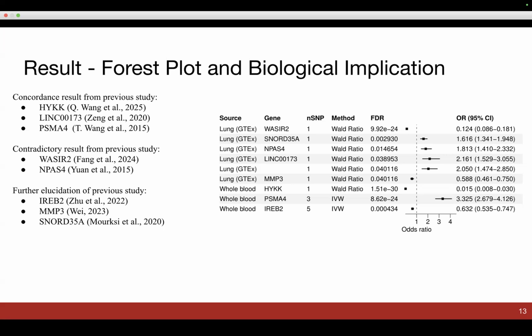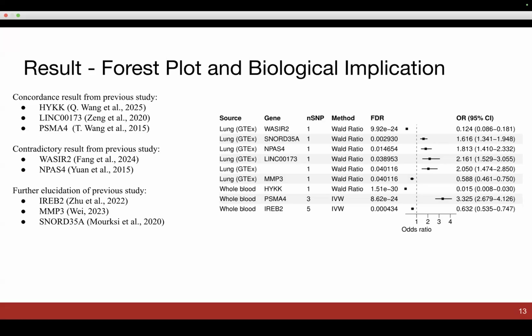Besides these, there are 2 notable cases that diverge from previous experimental findings. For WASIR2, a study in 2024 showed that it has oncogenic functions using cell line assays. However, our Mendelian randomization shows that it is protective. Additionally, NPAS4 in our results is more causal to non-small cell lung cancer, whereas it appeared more protective in the Drosophila and mammalian cell line models in previous studies.